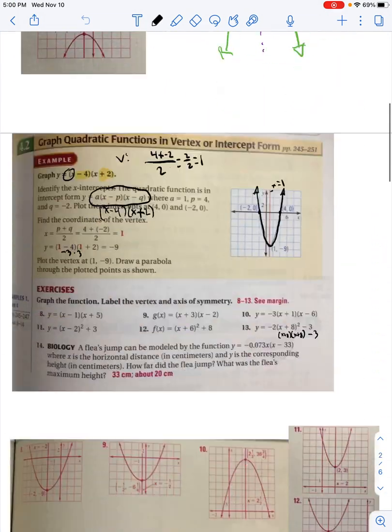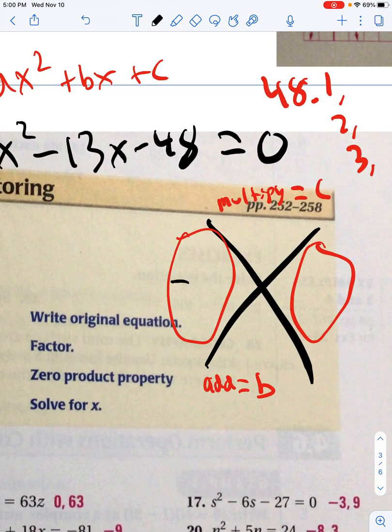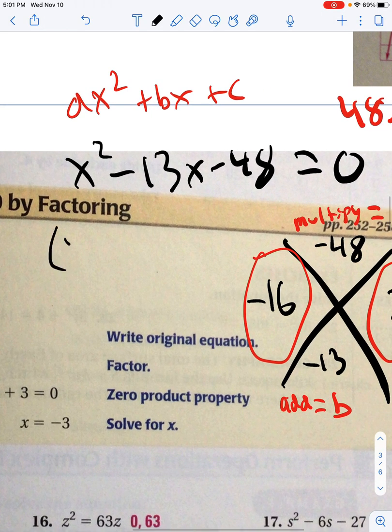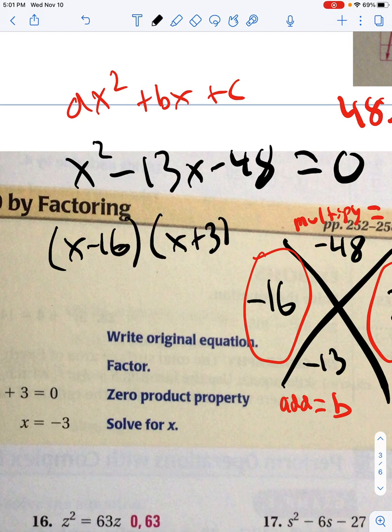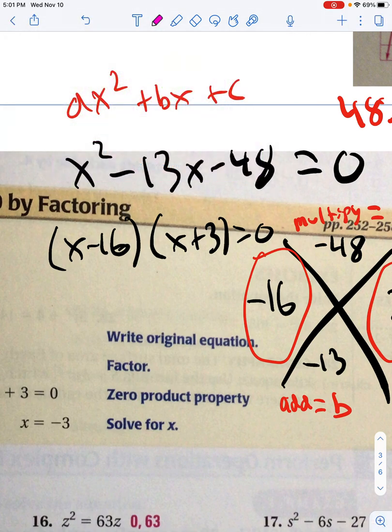Negative 16 times 3 is going to give me negative 48. Negative 16, positive 3, adds to get negative 13, multiplies to get negative 48. So if I were to factor this, I would say, okay, x minus 16, x plus 3 equals 0.